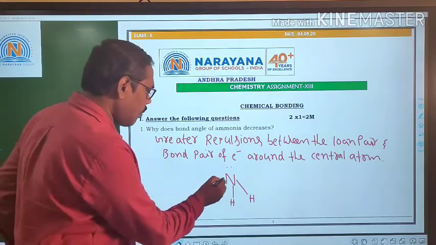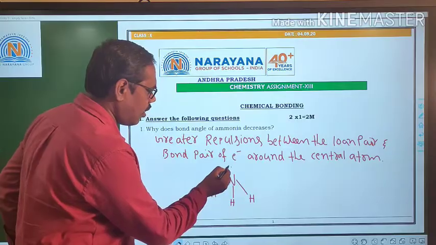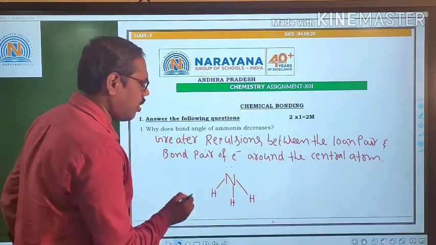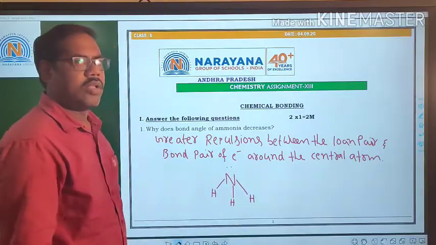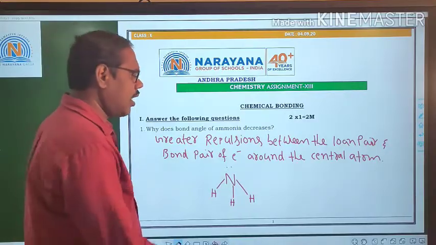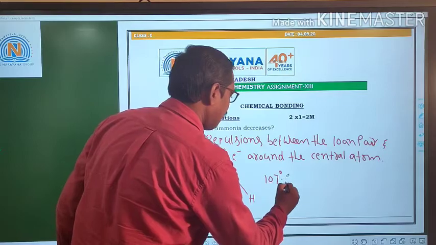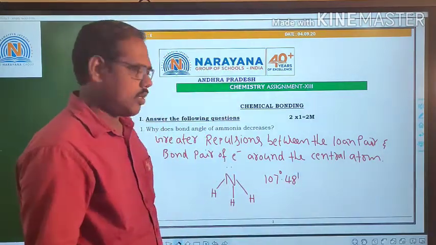Here, this is the bond pair, this is the bond pair, this is the bond pair, this is the lone pair. The greater repulsions between this lone pair and bond pair, and between the bond pair and bond pair, then the bond angle decreases. The bond angle in ammonia is 107 degrees 48 minutes.